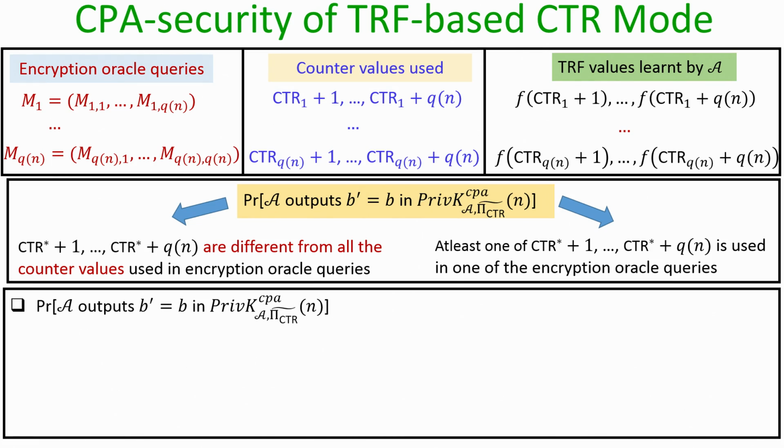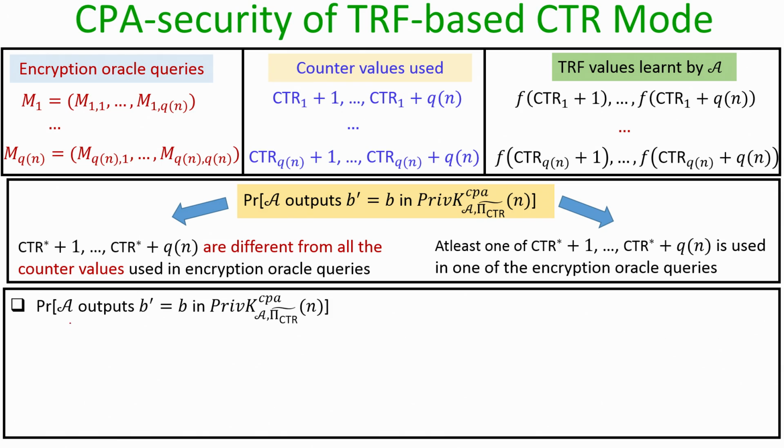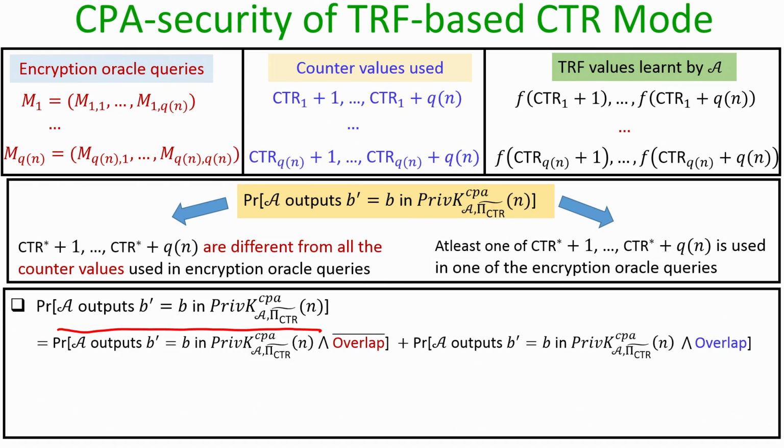encryption process? As I said earlier, it could be divided into two cases, whether the counter value used for encrypting the challenge plain text gets repeated or not. So overall I can say that the probability that the adversary wins the CPA game against the truly random function based encryption process can be written as the sum of two individual probabilities.